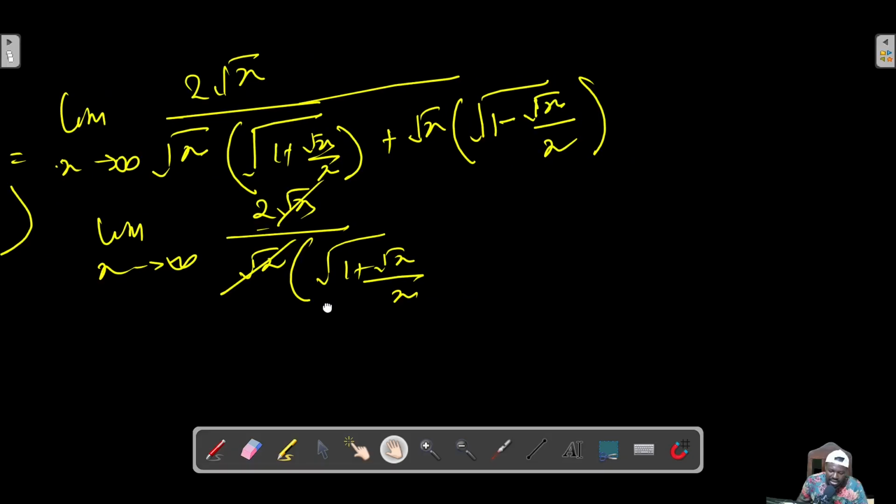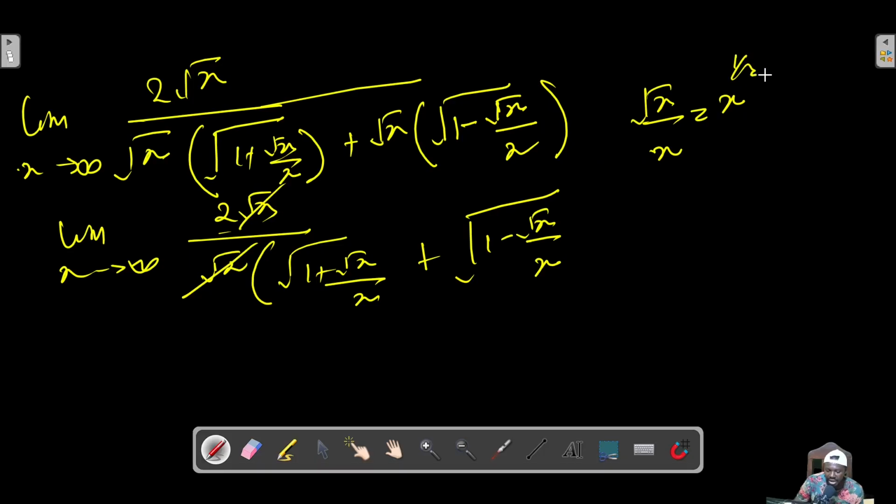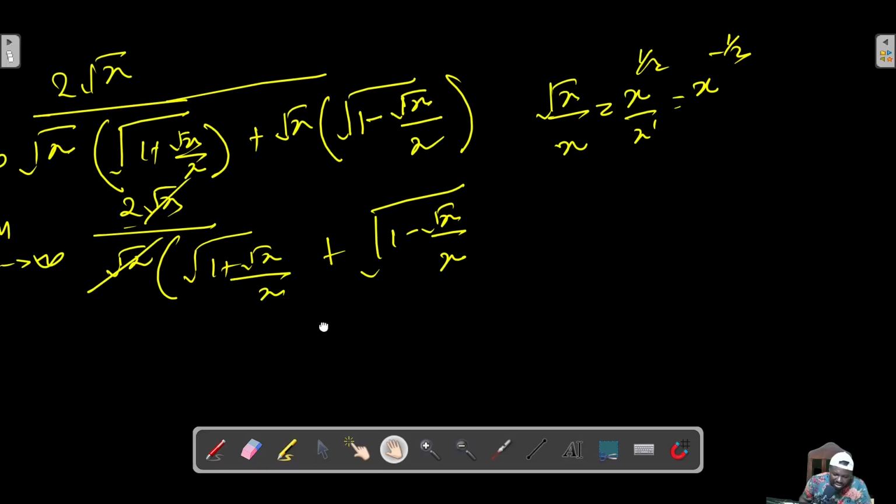Let me go this side. Okay. 1 plus root x on x plus root of 1 minus root x over x. Now, you realize the root x over x can be written as x raised to the power half divided by x to the power 1. That can be written as x raised to the power half minus 1, so x raised to the power negative half. So this can be written as, just take your time and do it.